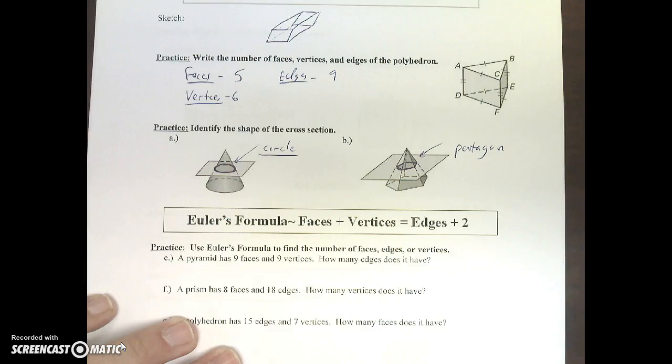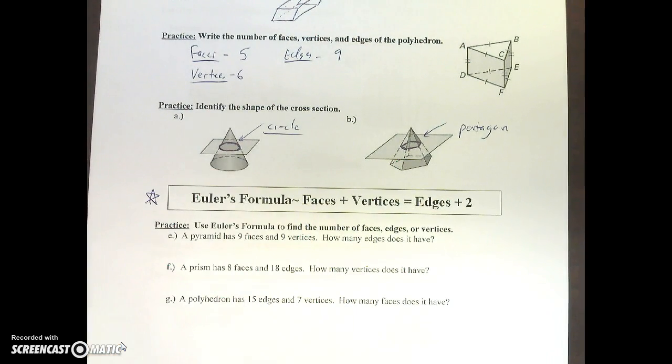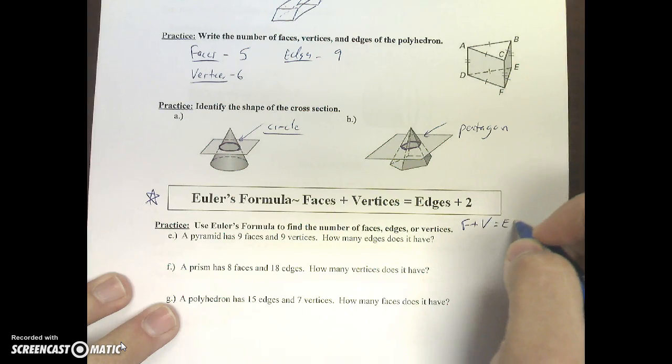All right, this is one of your first big formulas. Again, we're going to have a formula sheet for this test, so it's not something you have to memorize, but you have to understand how to use it. Euler's formula: faces plus vertices equals edges plus 2. F plus V equals E plus 2.